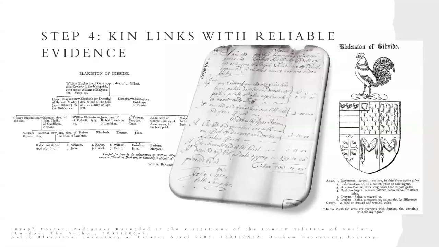For step 4, kin links with reliable evidence. The most recent generations can be established using vital records. Later generations may require a combination of available court or parish records, along with an analysis resolving or clarifying a kin link. Wills, church records, estates, inquest postmortems, and other sources are available at the National Archives UK and at the local county level.